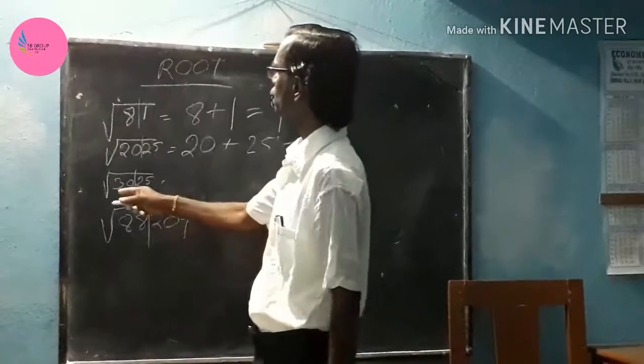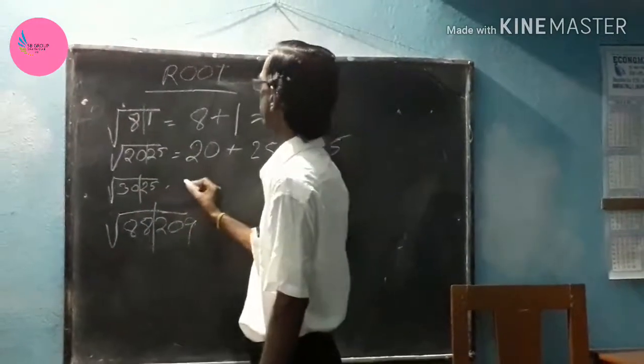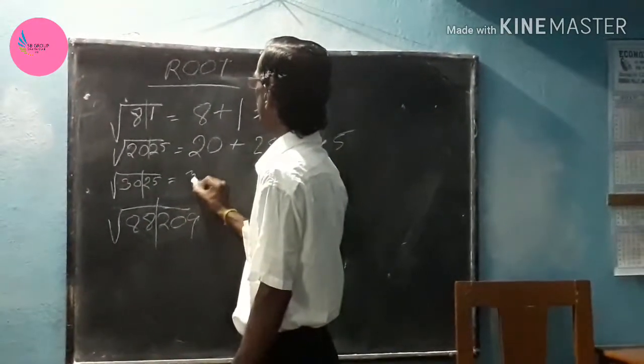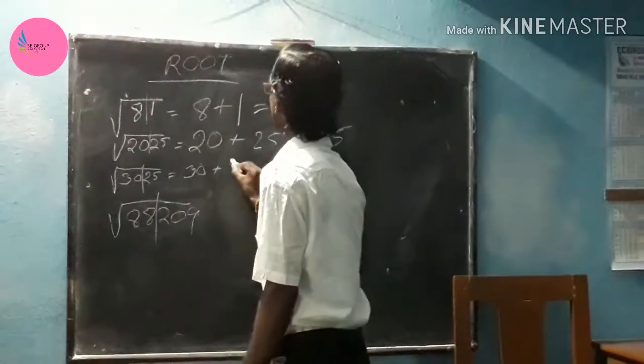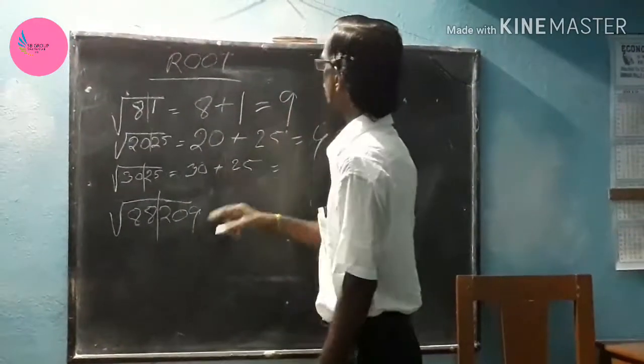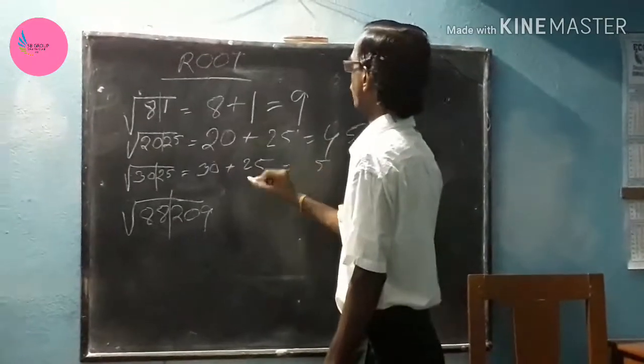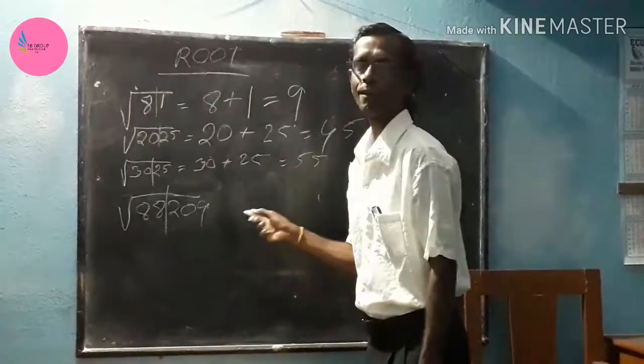If you get root of 3025, how do we solve? 30 and 25, do the addition. So I add 3 to 5, so 55. 55 is the root calculation.